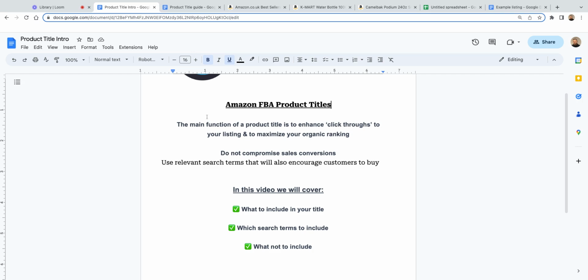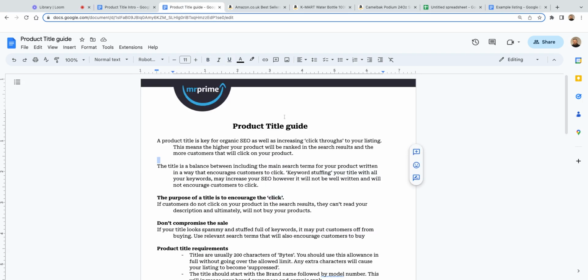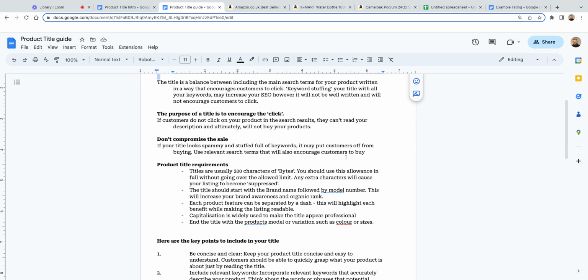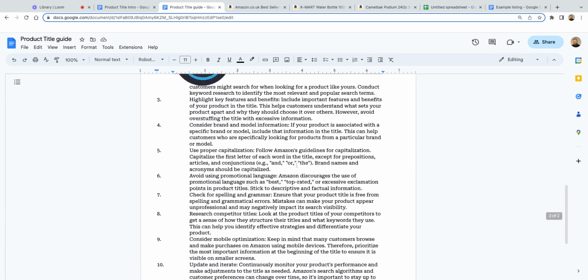As with every video, we're going to have a guide which goes alongside this, and this will explain the specifics of what to include in a title. For example, typically titles can have up to 200 characters. Anything over that will probably get suppressed by Amazon and won't be displayed. You want to maximize that as much as possible, as we've discussed. Also, you want to include things like your brand name at the beginning and the model number at the end. That's some of the best practices, which is explained further in this guide.